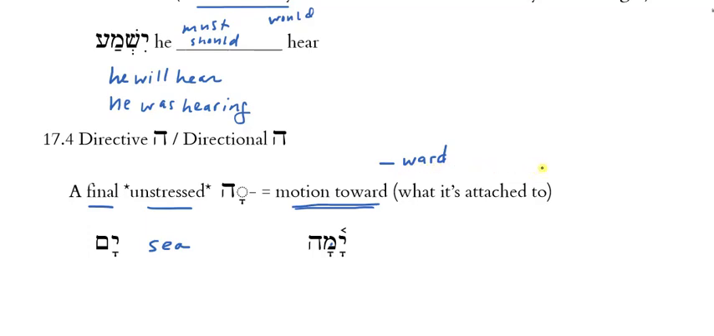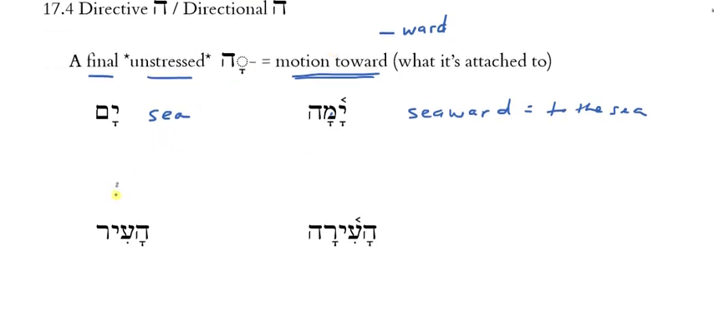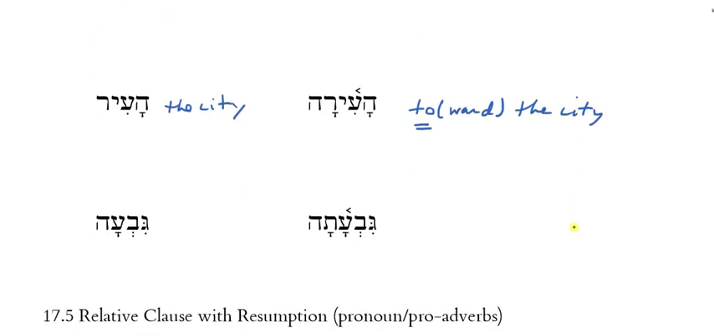Home, homeward, right? Sea, seaward means what? To the sea. That's right. Good. So, another example. Ha'ir. What does ha'ir mean? The city. Ha'ira. Unstressed, added he to the end means to or toward the city. Got it? See how this works? So, normally I'd use a prepositional phrase, el or le somewhere. But I could also just add an unaccented he.